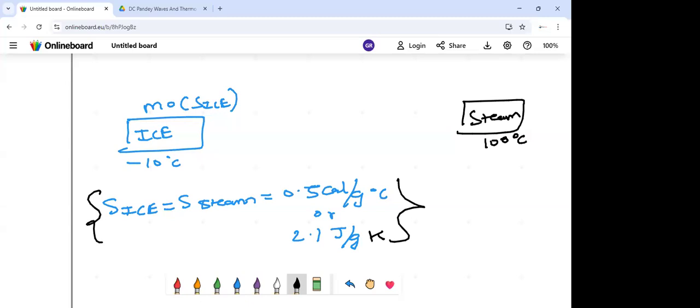So we want to calculate the total heat required. I'm just writing the formula. Please let me know whether we are comfortable with this or not. First, this ice will go.